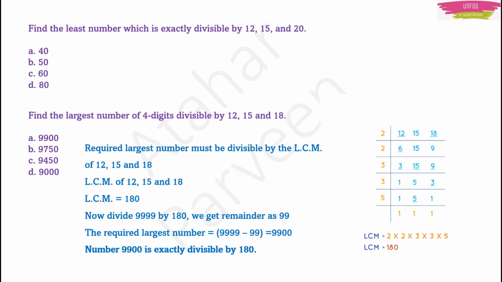Once you get the LCM, now you divide the largest number with 4 digits by it. Which is that number? If I take 10,000, then it will be 5 digits. So 1 less than that will be 9,999. Now you divide this 9,999 by 180. Then you get a remainder, that will be 99. Now your required largest number will be 9,999 minus the remainder 99. So your right answer will be 9,900. Option A should be the right answer.